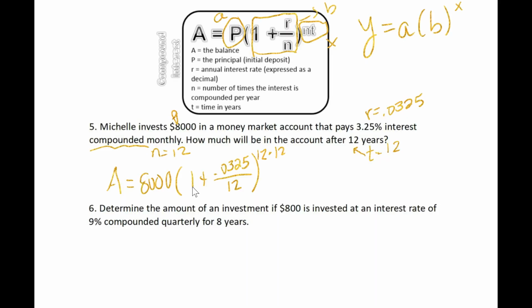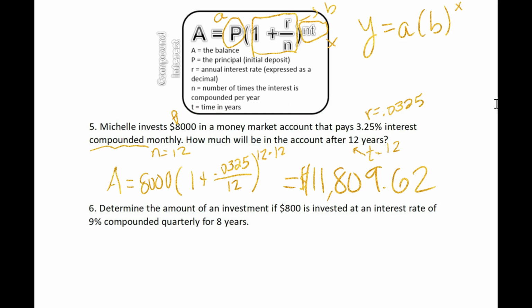$11,809.62. This all equals $11,809 and 62 cents. So in 12 years, Michelle will have $11,809.62. So the interest that she earned is just a subtraction of that from 8,000.